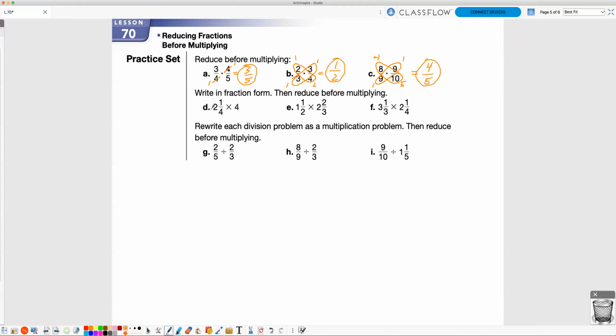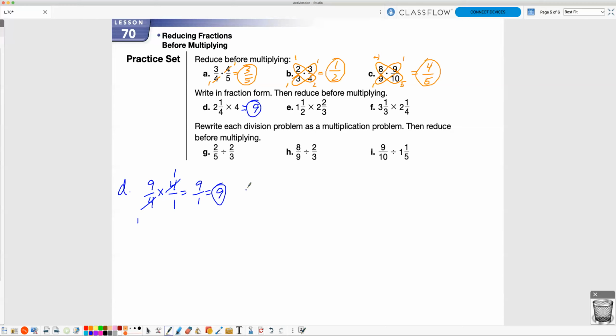Letter D, 2 1/4 times 4. You have to reduce before multiplying. You also have to write it in fraction format. So this would be the same, and let me just write this down here. So for letter D, I would have to rewrite 2 1/4 as an improper fraction. So that'd be 8 plus 1 makes 9/4 times 4. And 4 is the same as 4 over 1. So that would be what I need to do. This 4 cancels that 4 out. And now I have 9 times 1 up here in the numerator and 1 in the denominator. That would be 9 as the final answer.